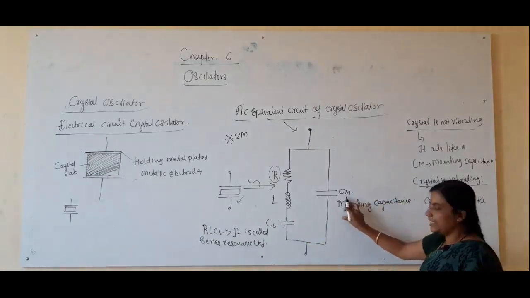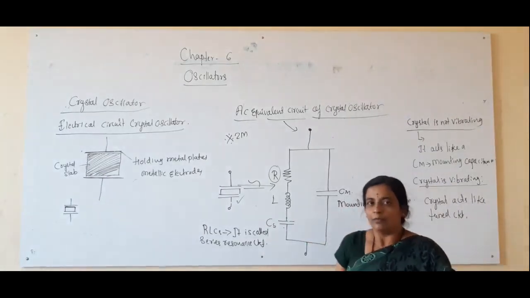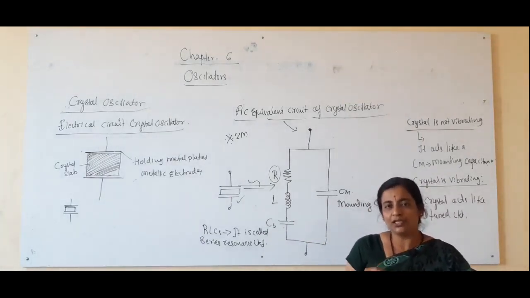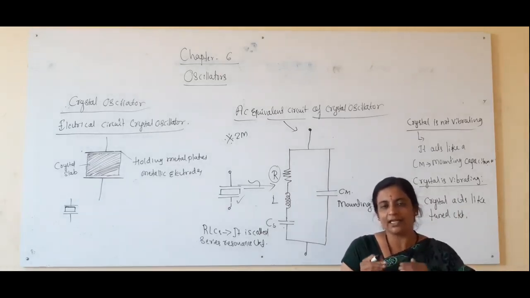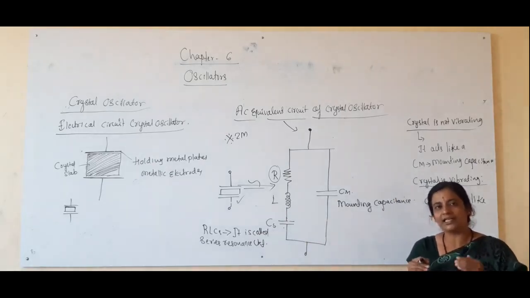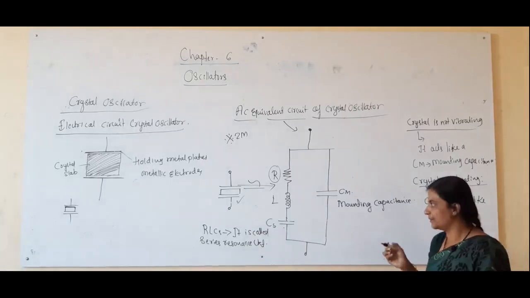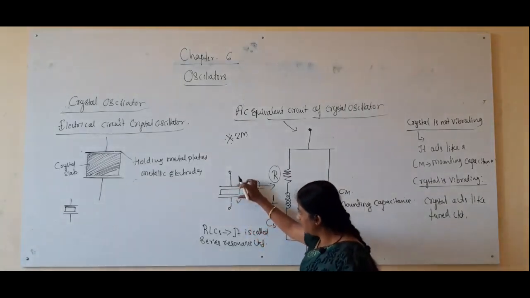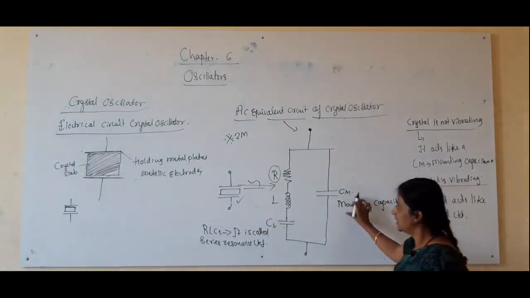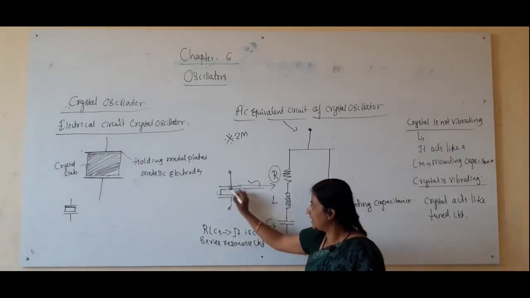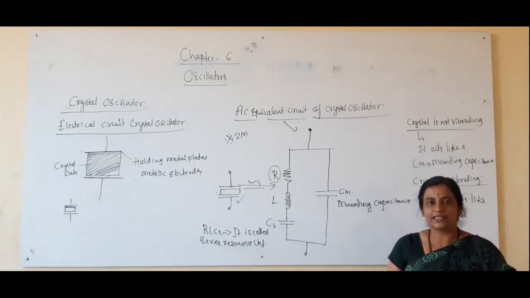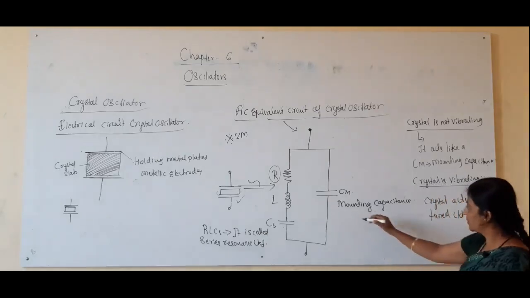Here CM represents the mounting capacitance. It exists due to the metallic plates, which act as the electrodes of a capacitance. Between them, the dielectric material is the crystal slab. So the metallic electrodes act like a capacitance, which we call the mounting capacitance, where the dielectric material is the crystal slab. So this is CM.